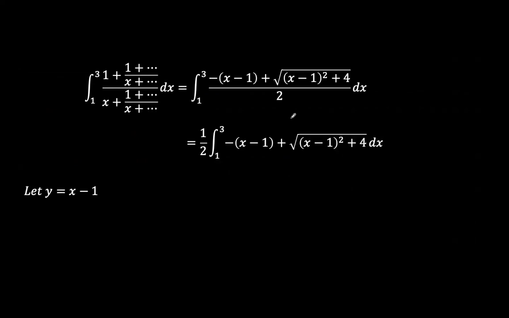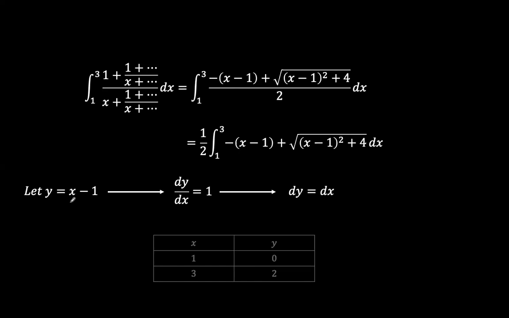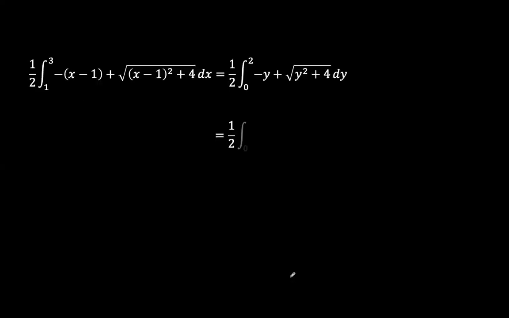Since I don't really like playing with this x minus 1 business here, I can substitute y for x minus 1. So dy/dx is 1, and so dy is dx. For the limits, when x equals 1, y is 0, and when x equals 3, y is 2. So we come back and plug everything in. We have the integral of a half times negative y, plus a half times the integral from y equals 0 to 2 of the square root of y squared plus 4.